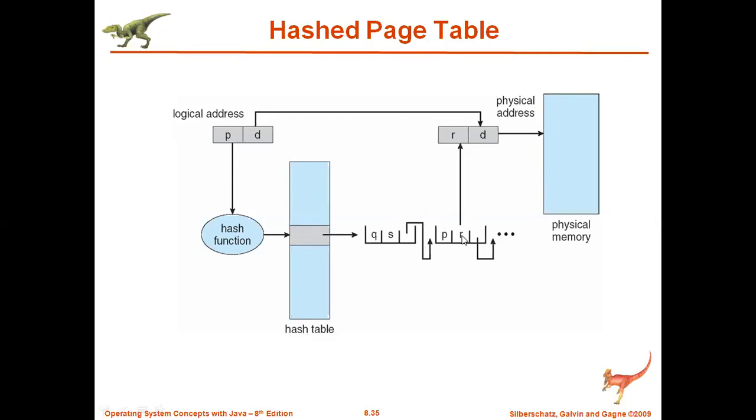Then R is the address. This particular page is stored at address R, that is nothing but a main memory address. If P is equal to P, then we will select this R address from here and give it to this. R plus D will become the physical address. If you don't get it in the second slot also, then again we'll check the third one, fourth one, fifth one. So it is a continuous process because it is a linked list.